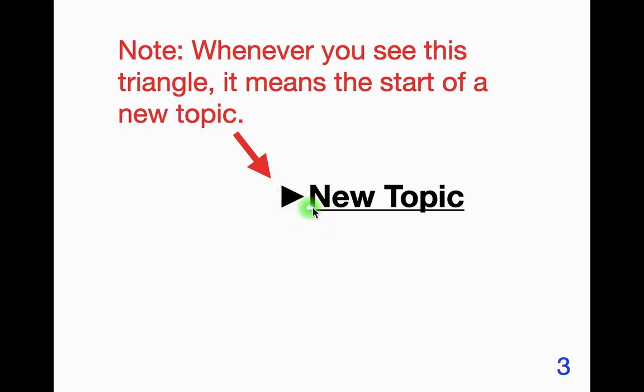And also, when you see this little triangle at the beginning of a page with some heading, that means we're starting a new topic. So in your notes, do something to indicate a new topic is being started. It'll help you out. And also, a lot of you, when you take notes, just cram everything together. It's really hard to see where one thing stops and one thing starts.